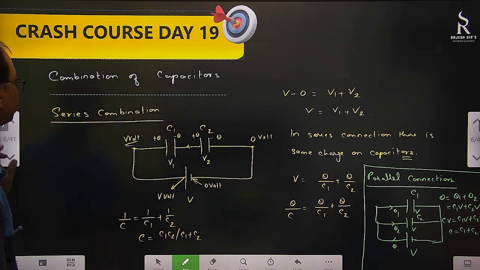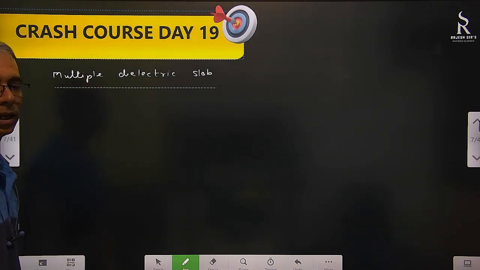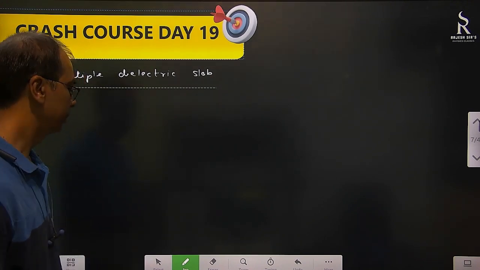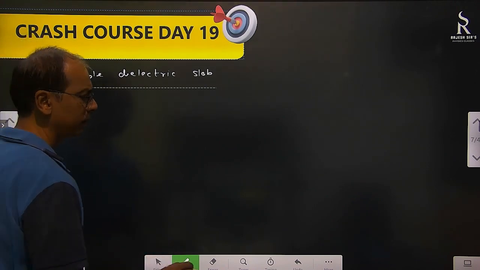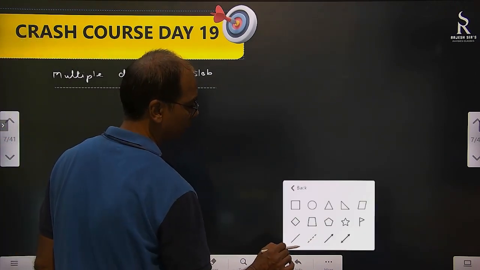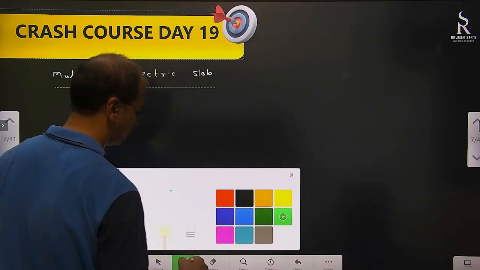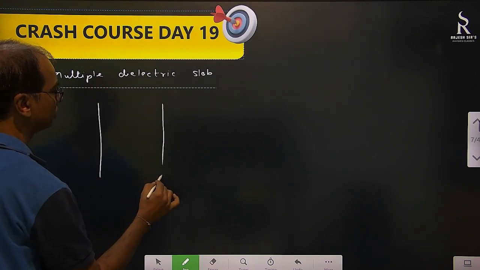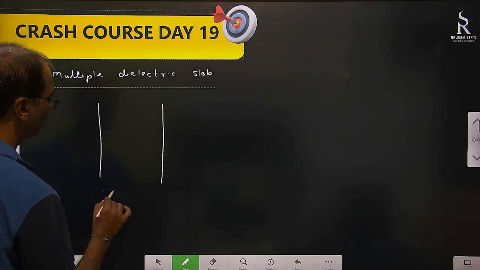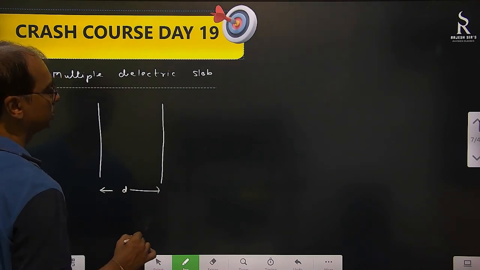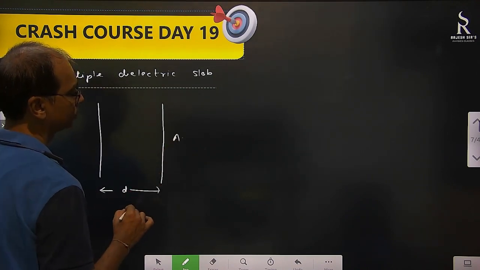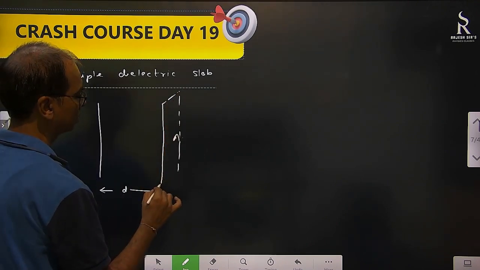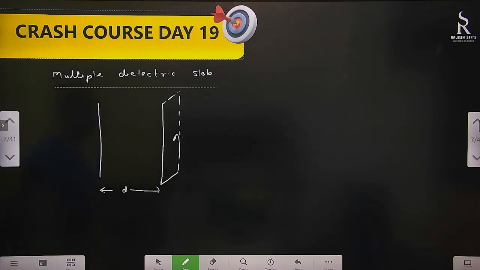Okay, then multiple dielectric slabs. If we are going to have multiple dielectric slabs, then what type of questions can be asked from us? In fact, similar questions we did in thermal conductivity also. So same thing is here, exactly same. Now suppose we have capacitor like this. The separation between them is D and area of the plate is A. Area of the plate means it's like this actually. This also. This is area of the plates.